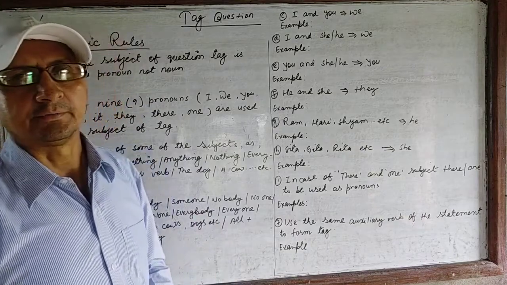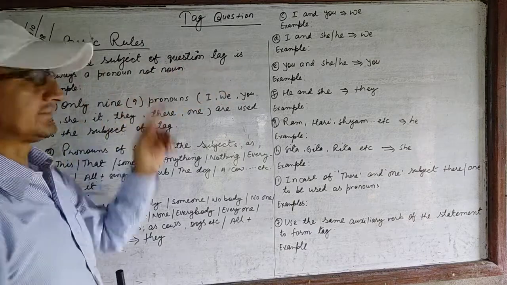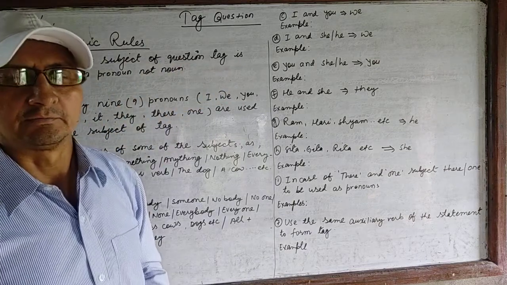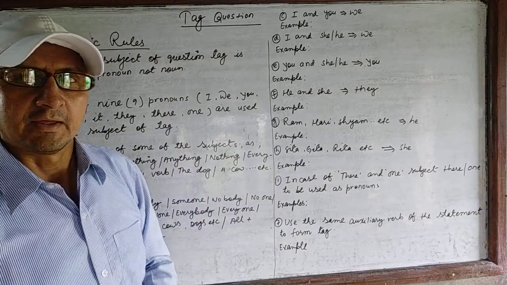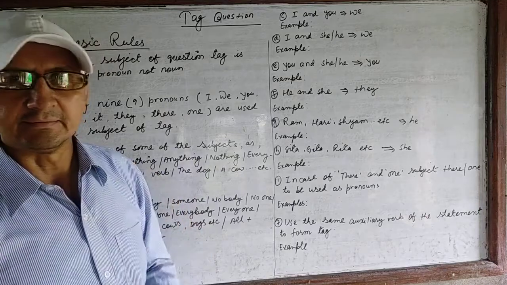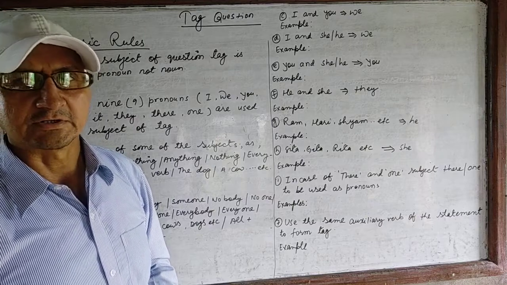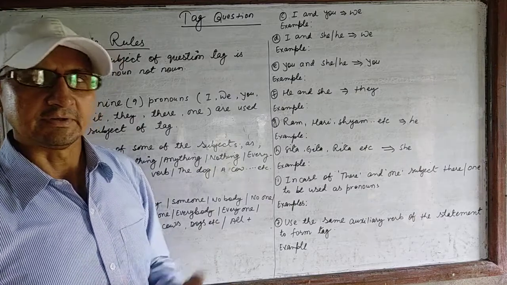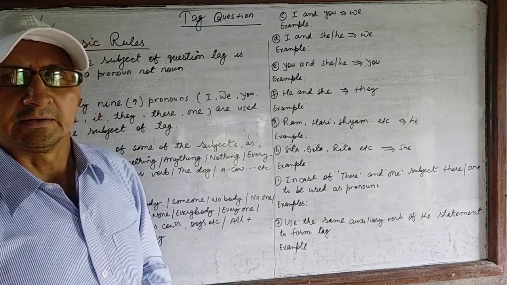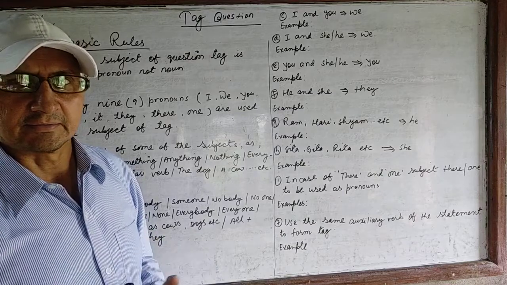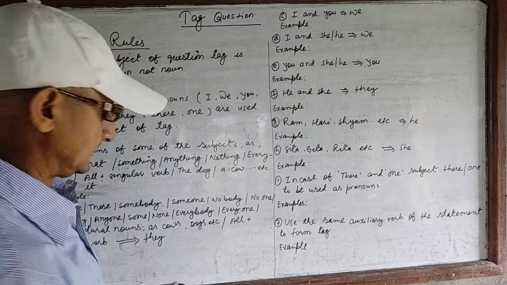Another basic rule of tag questions is that the subject of the question tag is always a pronoun, not a noun. There is a statement and there is a tag. In the tag, there is a subject, and the subject is always a pronoun, not a noun. If it is a noun in the statement, we change it into a pronoun in the tag. Let's clear these rules with the help of an example.